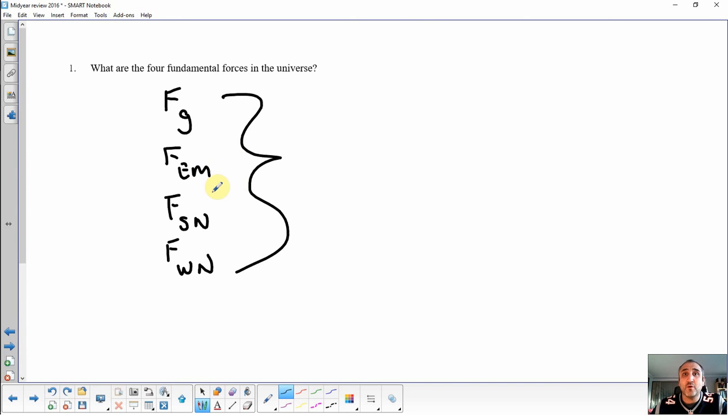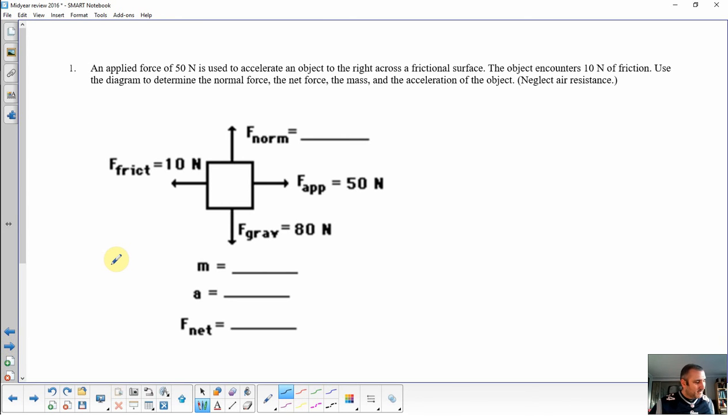Strong nuclear is what holds the nucleus of an atom together. It holds the protons and neutrons together. And the weak nuclear is responsible for radiation if we change a proton into a neutron. Okie dokie. So those are four things to know. And we get into dynamics next.